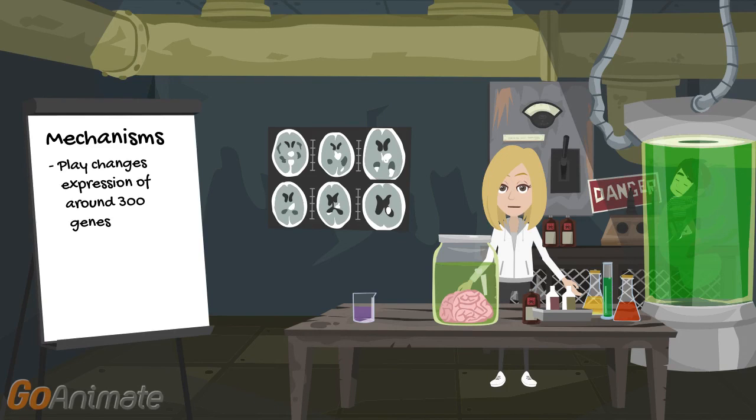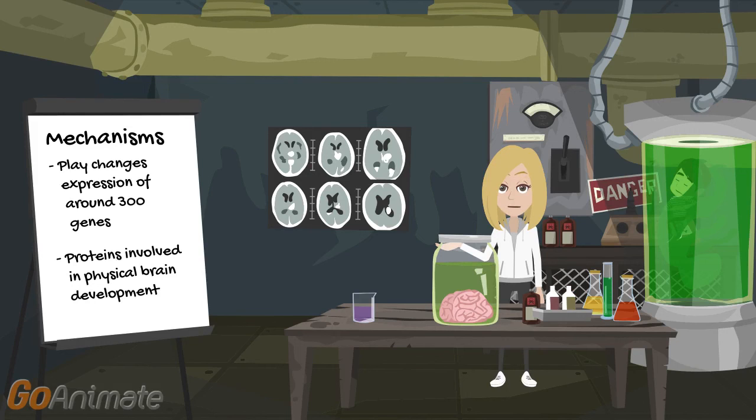What's really interesting is that many of these genes express growth factor proteins, which are vital to development and growth of the brain. Other studies have also found that play increases the transcription of brain-derived neurotrophic factors in rats, which is also important in building the brain. Now that we have evidence that play can physically shape the brain, let's get a bit more into the specifics.